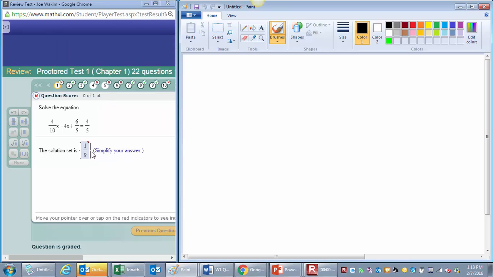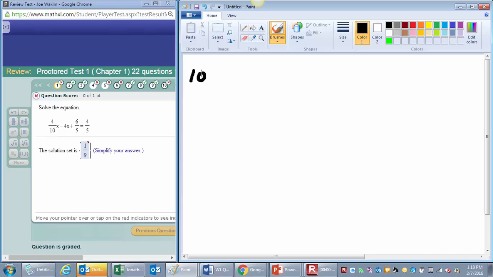Alright, let's look at the first mistake. You see you had a 9 instead of 1 over 9 for the final answer. So if we try to solve this problem, I would multiply everything by the lowest common denominator. In this case, it's 10. So let's multiply the first one by 10.